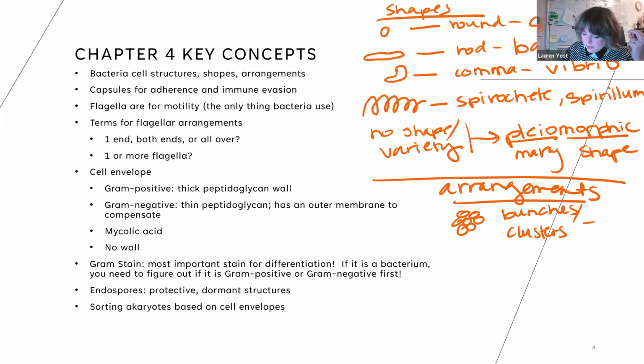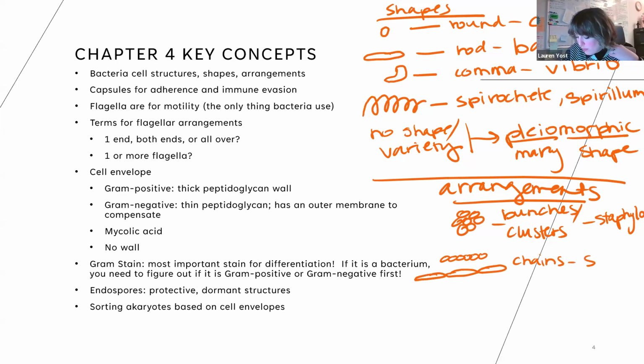This is called staphylo. Okay. You could be in chains. If you are cocci, it could be chains like this, or if you're bacilli, they could be end to end like this. These are called strepto. They can be very, very long chains.